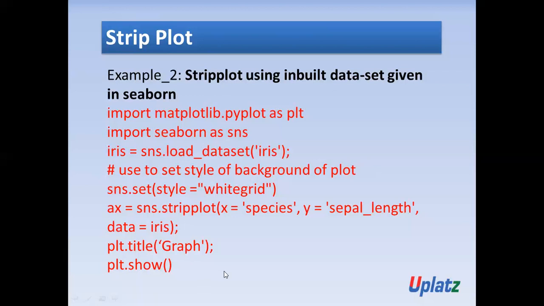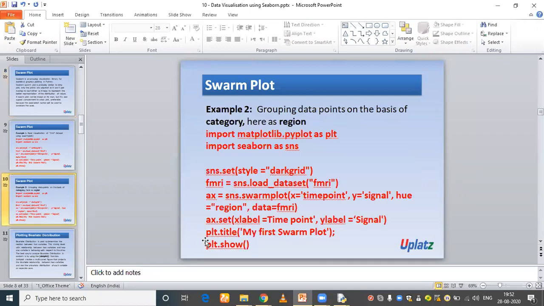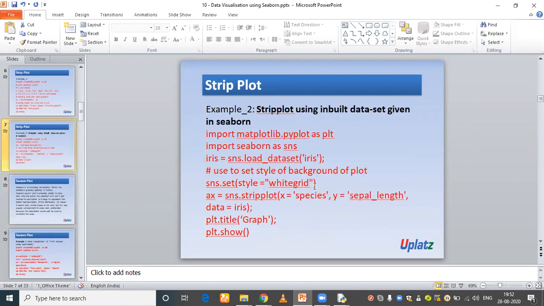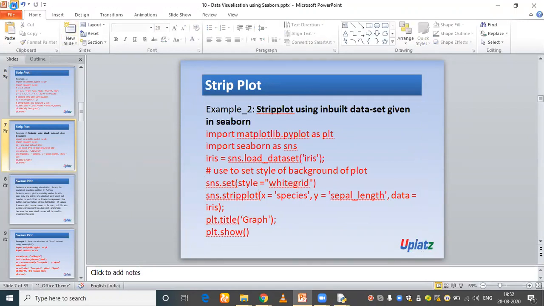So what we have done here, we have used SNS.strip plot. Even if you write like this, it's also okay. SNS.strip plot, and then x is equal to species that you want to have on x-axis, sepal length on the y-axis, and data is equal to this, then it's also going to be okay for us. Now it's time for us to execute this code in Python.